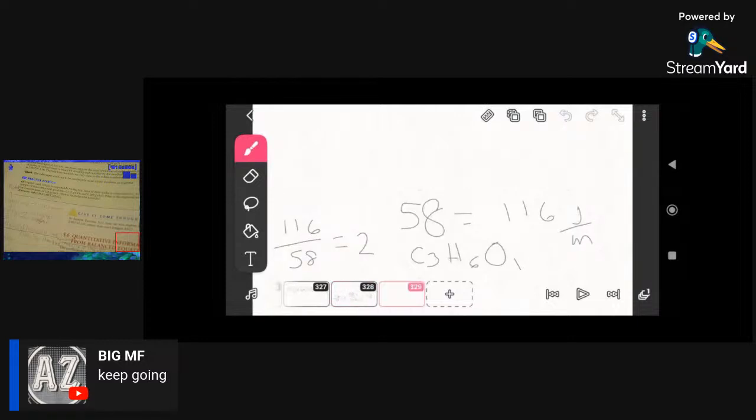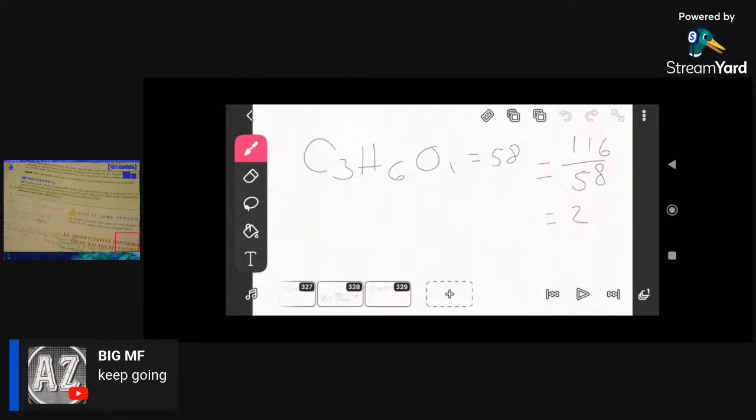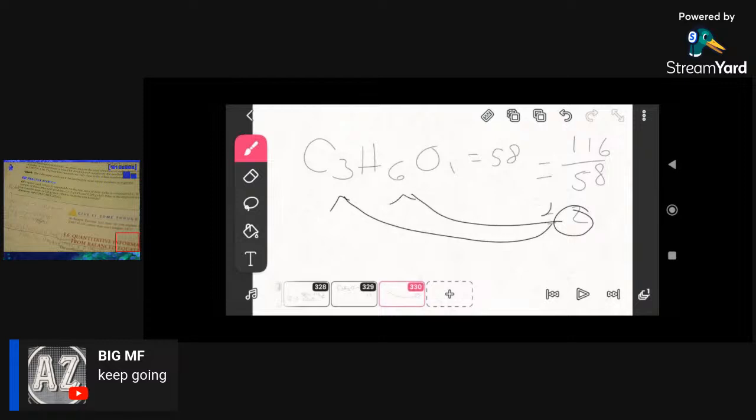So maybe write it: C3H6O1. So this is equal to 58, and 116 divided by 58 is equal to 2. Bam. You see that? Now what we want to do is get this 2 right here and multiply it to all these numbers right there.